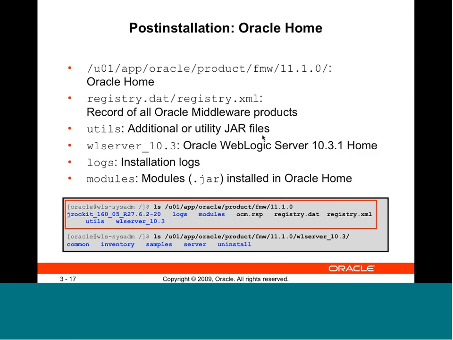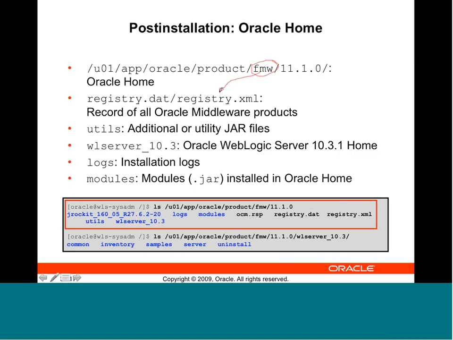Now what after installation? After installation, you have certain activities to be done. That is, go and check registry.dat, and it contains the registry.xml file. And this file records what all products are there in your current Fusion Middleware box, right? Fine. So this tells what all components are there.